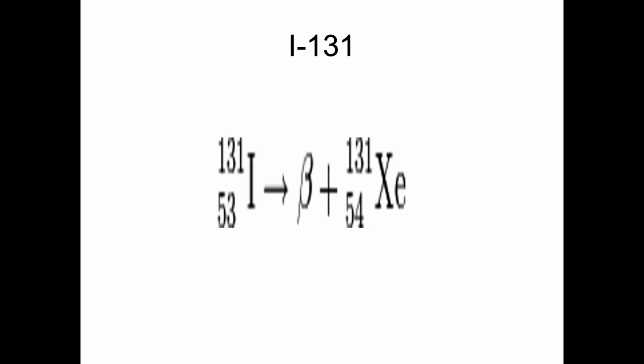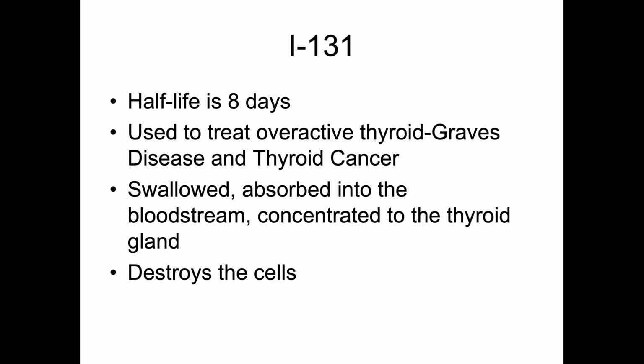Okay, I-131 is a radioactive isotope of iodine. It has an 8-day half-life. So again, we can take advantage of the fact that we have ionizing radiation. Ionizing radiation gives off little particles, which means it can kill cells. In this case, it's a beta emitter, and that can destroy cells.